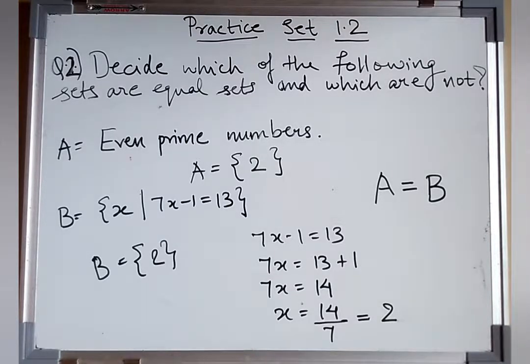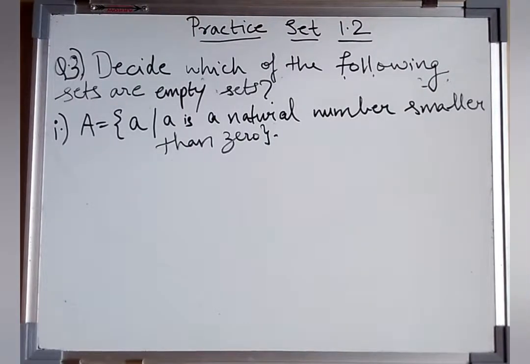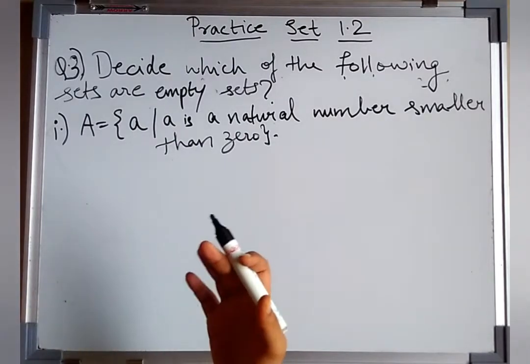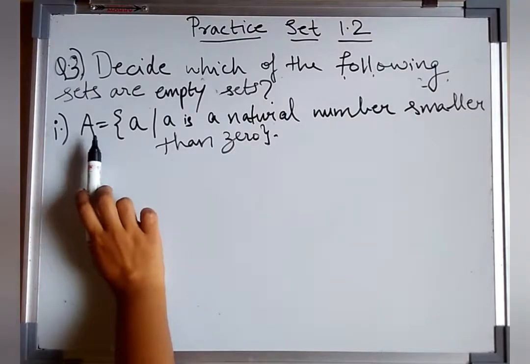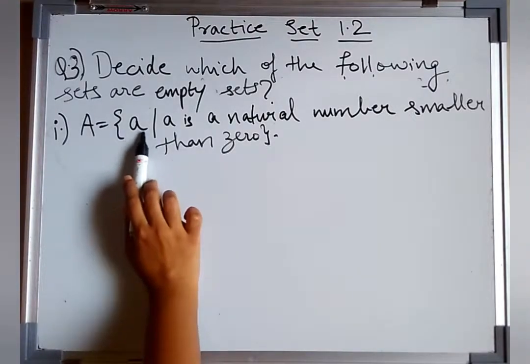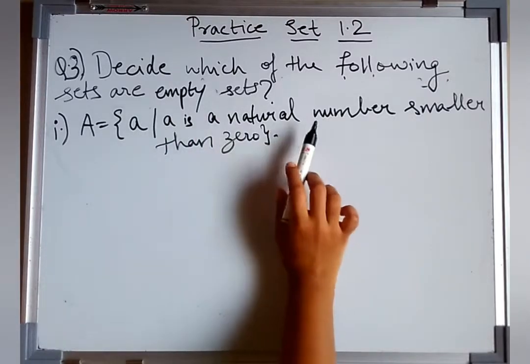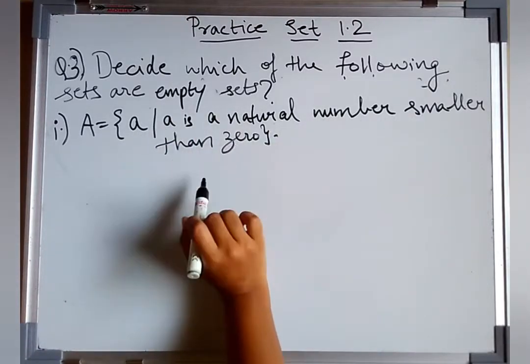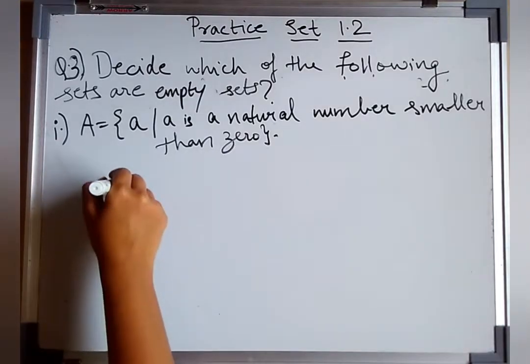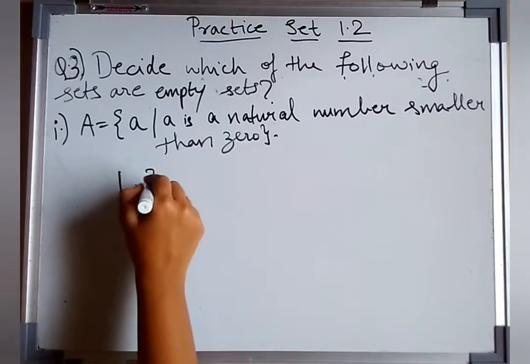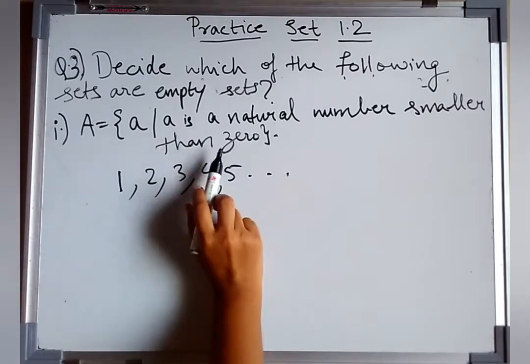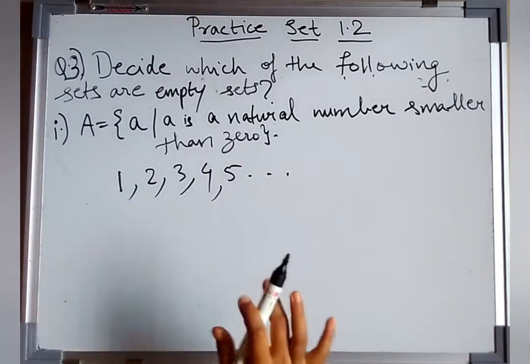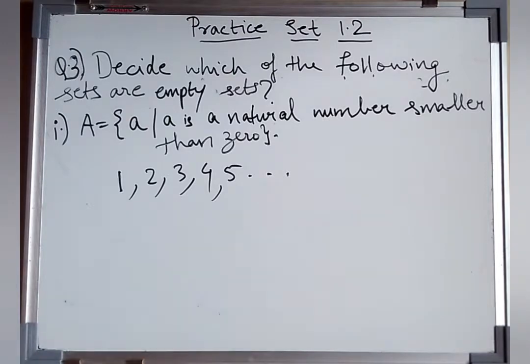Now we will discuss question number 3. Question number 3 says, decide which of the following sets are empty sets. The first sub-question is, set A is the set of all such a's such that a is a natural number smaller than 0. Now natural numbers start with 1, and then 2, and then 3, and then 4. The least natural number is 1, and that too is greater than 0. So we cannot find any natural number which is less than 0.